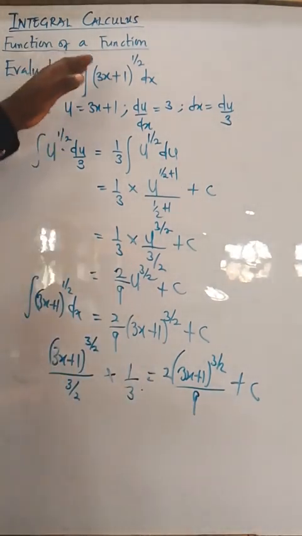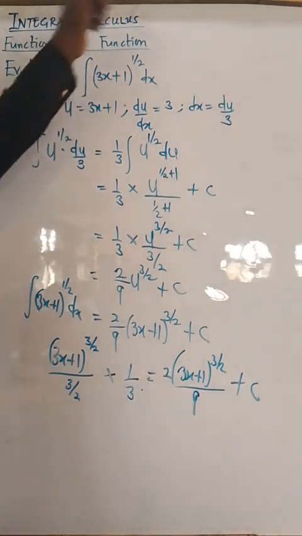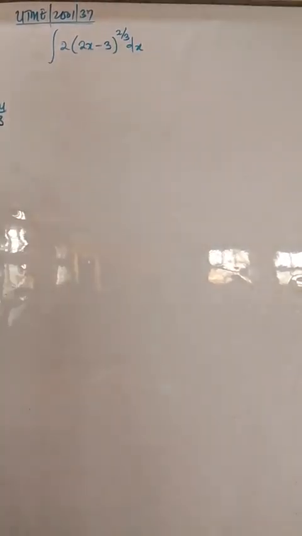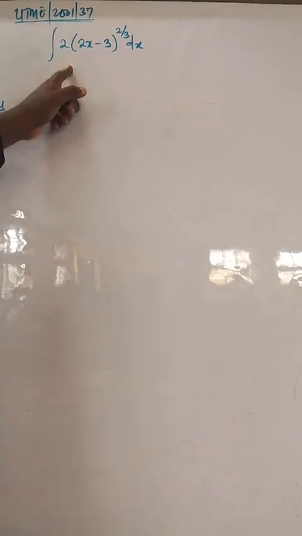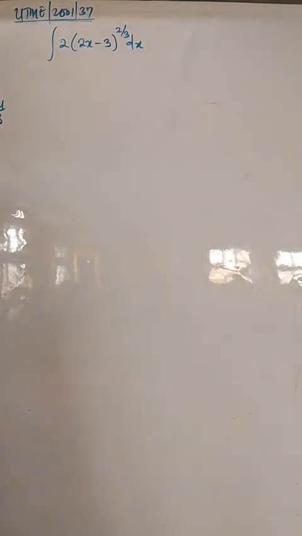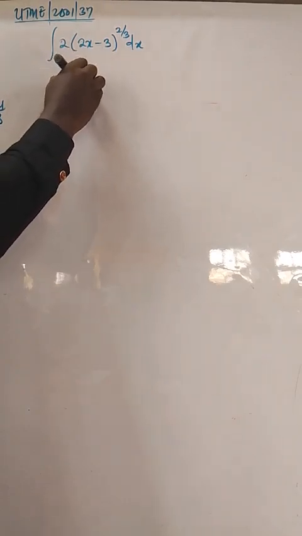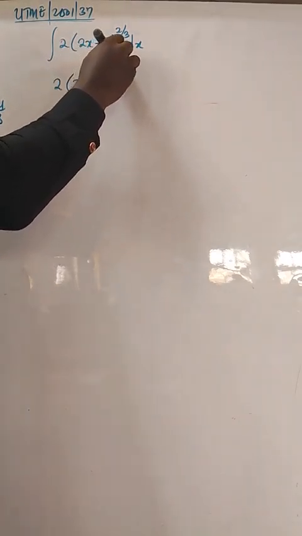So that is, if you have this kind of function, when something is having a power and you don't want to expand or you can't expand. So we have this UTME question. We are told to evaluate this. Note, this 2 outside is a constant, so we have no issue with it. So using the shortcut, the answer becomes: this 2 remains. We have 2x minus 3 raised to power 2 over 3.